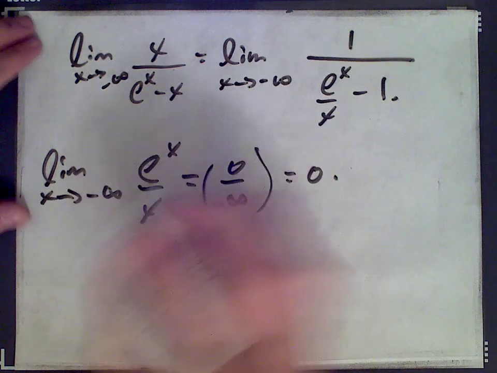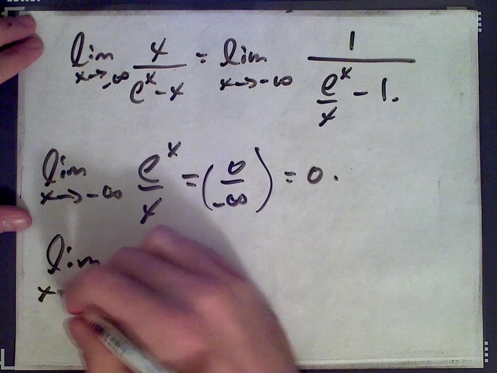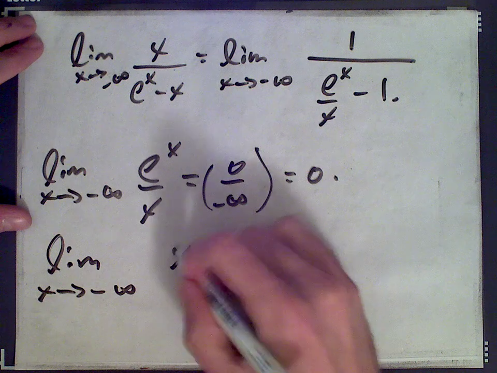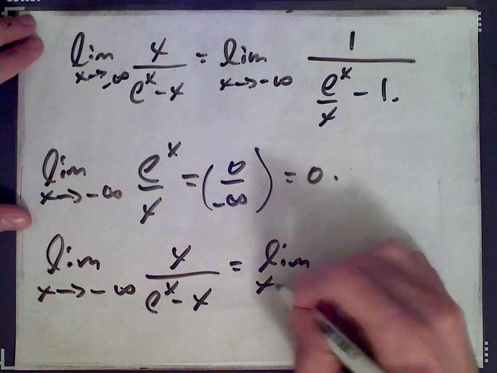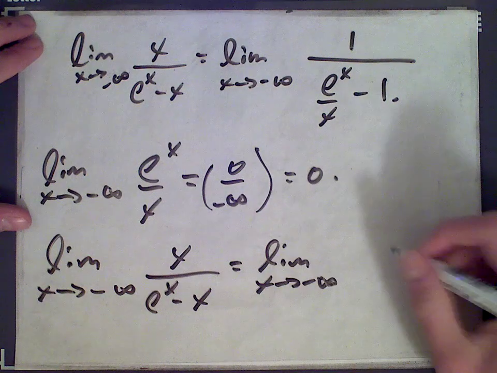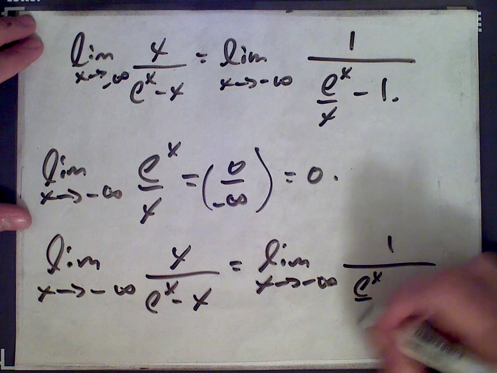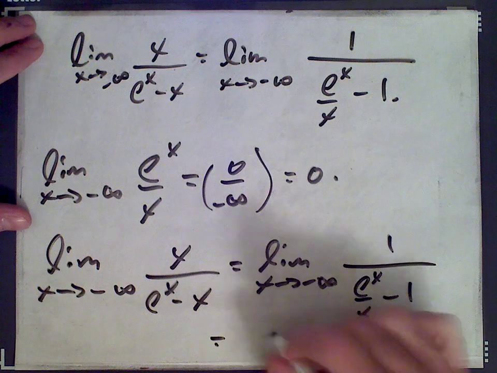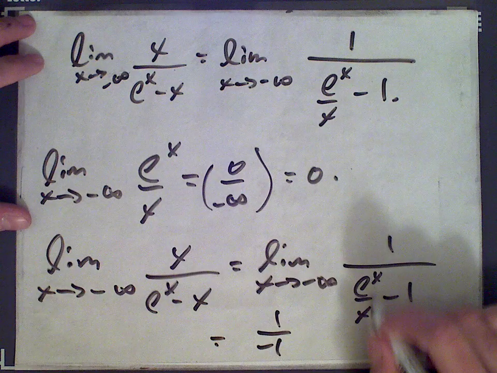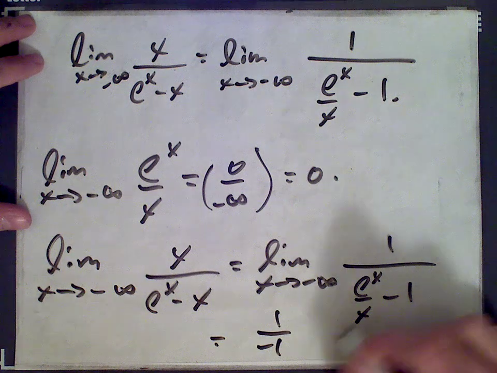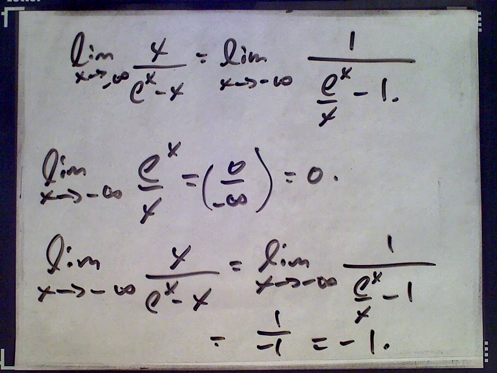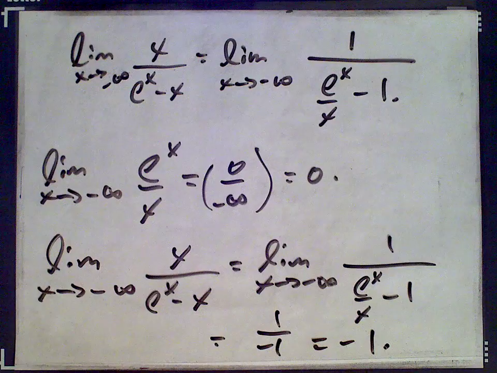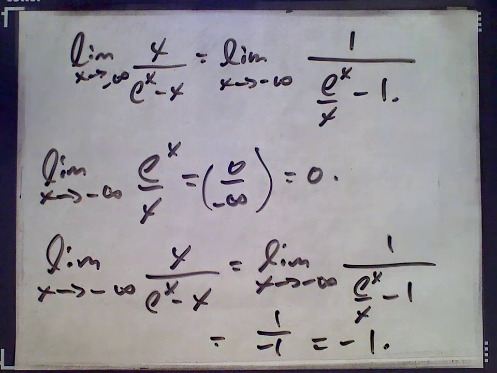So, in our original limit, the limit as x goes to negative infinity of x over e to the x minus x, again we rewrote this, is 1 over e to the x over x minus 1, which is 1 over negative 1. Remember, e to the x over x went to 0, which is negative 1. So we have a second horizontal asymptote. As x goes to negative infinity, our function goes to -1. So that's 2 horizontal asymptotes.